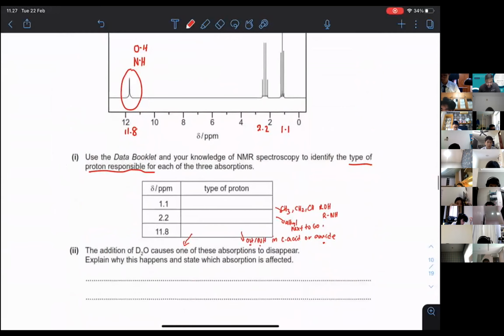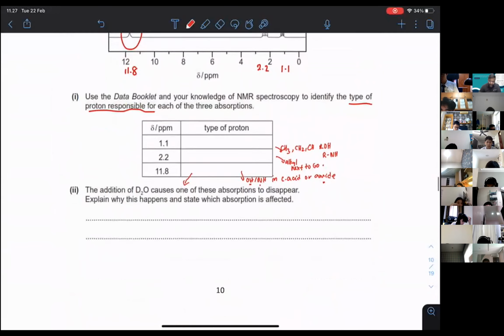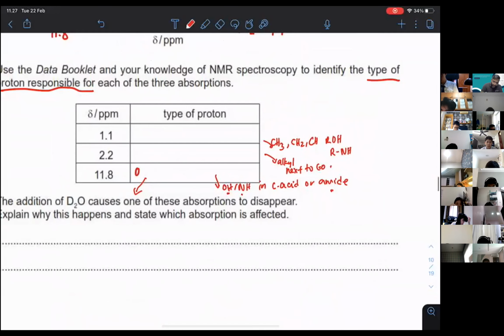So identify the type of proton responsible for this. You can say O type of proton, H attached to O or H attached to N. This one in carboxylic acid or this one in amide. You can actually give both. Later we'll check the answer key.